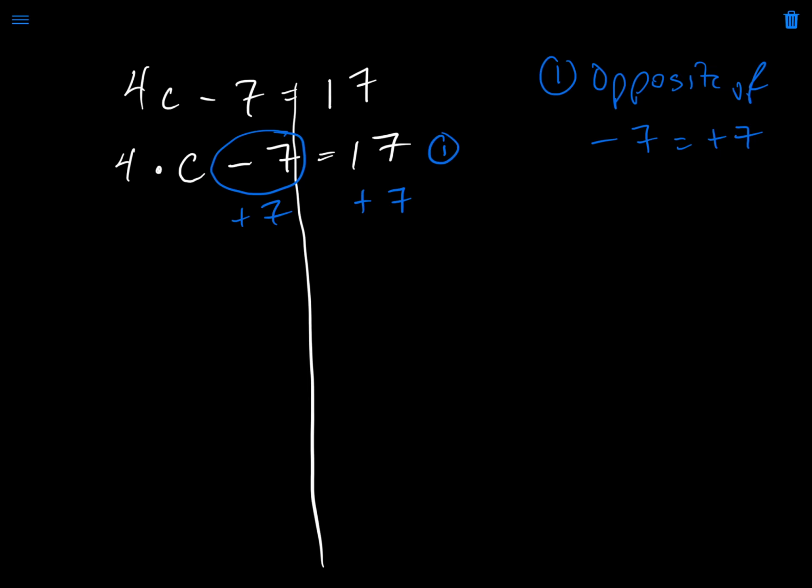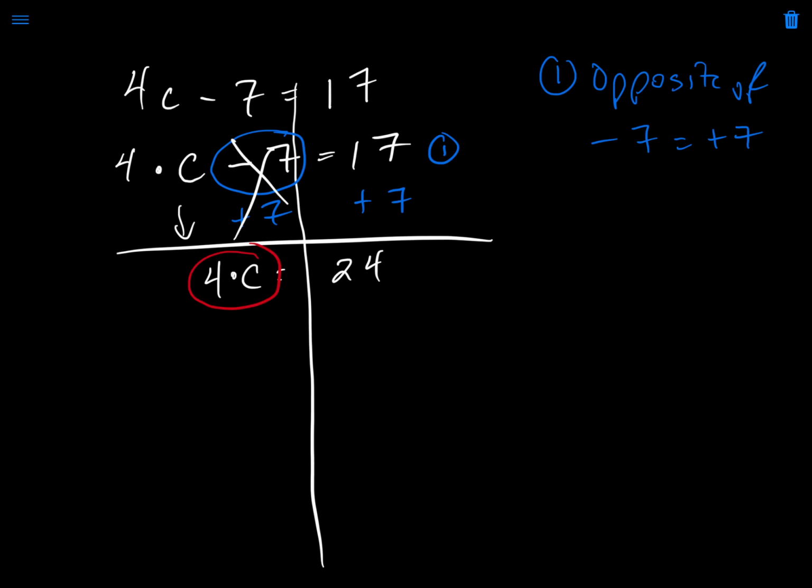So that was step 1 right there. After I do that, I bring down the 4 times c. Negative 7 plus 7 goes away. And we have 17 plus 7, which is 24. Now, the next step I have to do, and this is step 2, I'm going to do the opposite of multiplying by 4. That means I'm going to divide by 4. But what I do to one side, I do the same to the other side. This is the second step.